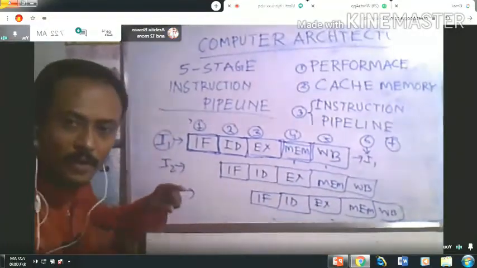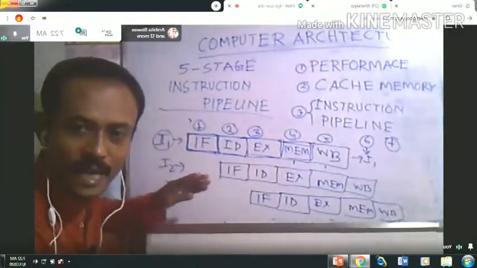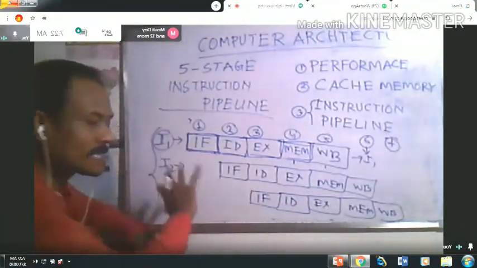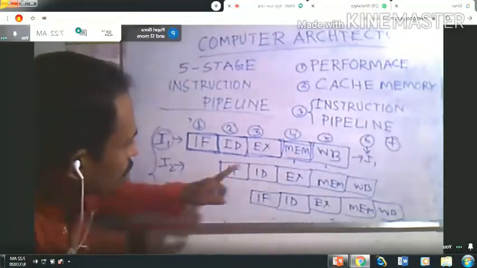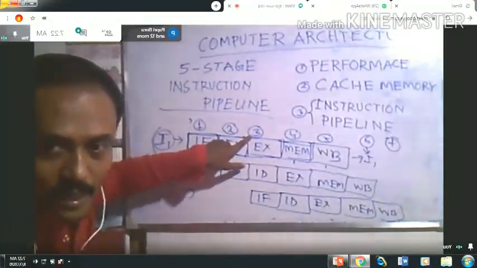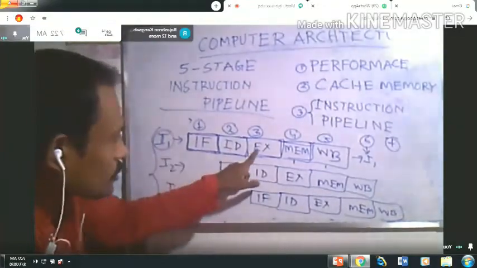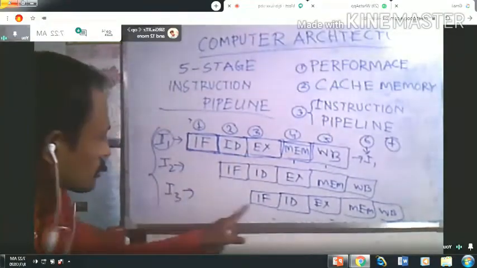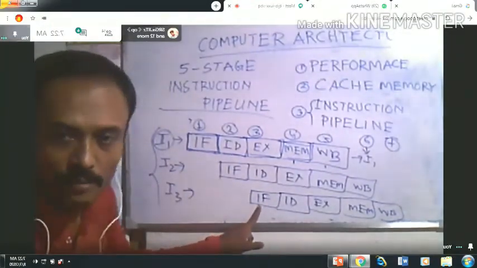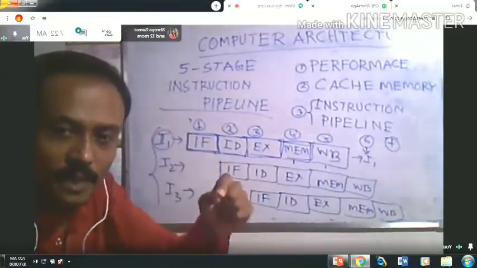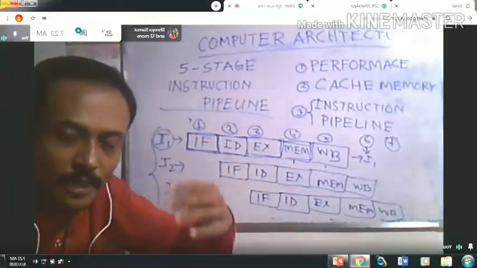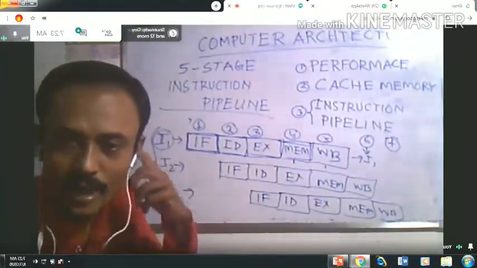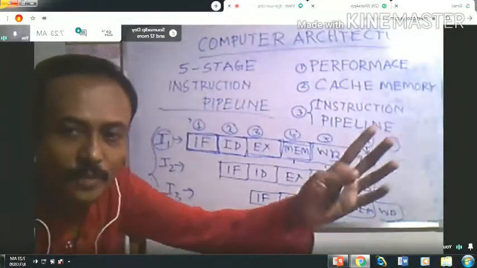So what will happen? Now you can see that it is parallel execution, or concurrent execution. That means all the instructions are executing concurrently, because if you consider the third clock pulse, then in the third clock pulse the first instruction is in the execution phase, the second instruction is in the instruction decode phase, and the third instruction is in the instruction fetch phase. So that means multiple instructions can execute simultaneously in different phases. You can say it is parallel processing, or concurrent processing.